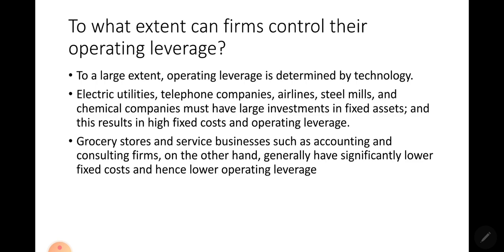Whereas grocery store service businesses will generally have significantly lower fixed costs because these are not that capital intensive. So, because their fixed cost will be lower, their operating leverage will be lower, which again means that now a change in sales will not have that much of an impact on your return on equity. So, the business risk is less over here.